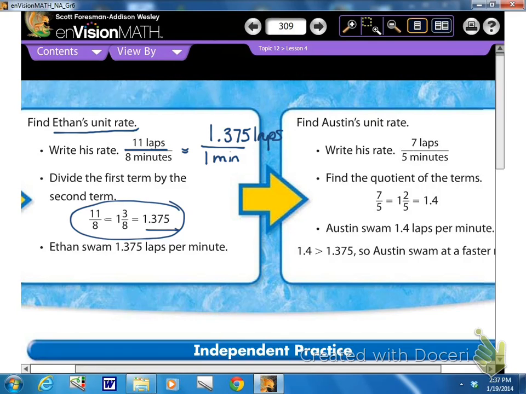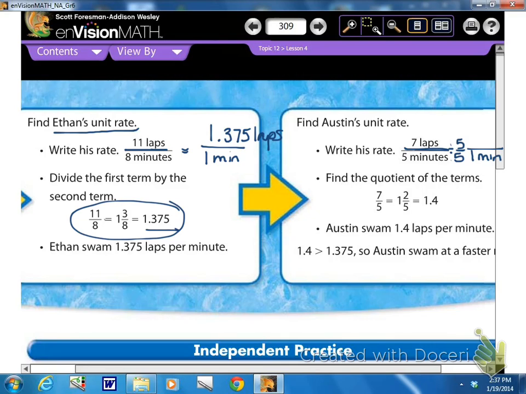Now let's look at Austin. Austin can swim 7 laps in 5 minutes. So we want to find out how far he can swim in 1 minute. Alright, so we're going to divide 7 by 5. 5 by 5 gives me the 1, so we're dividing both by 5 over 5.